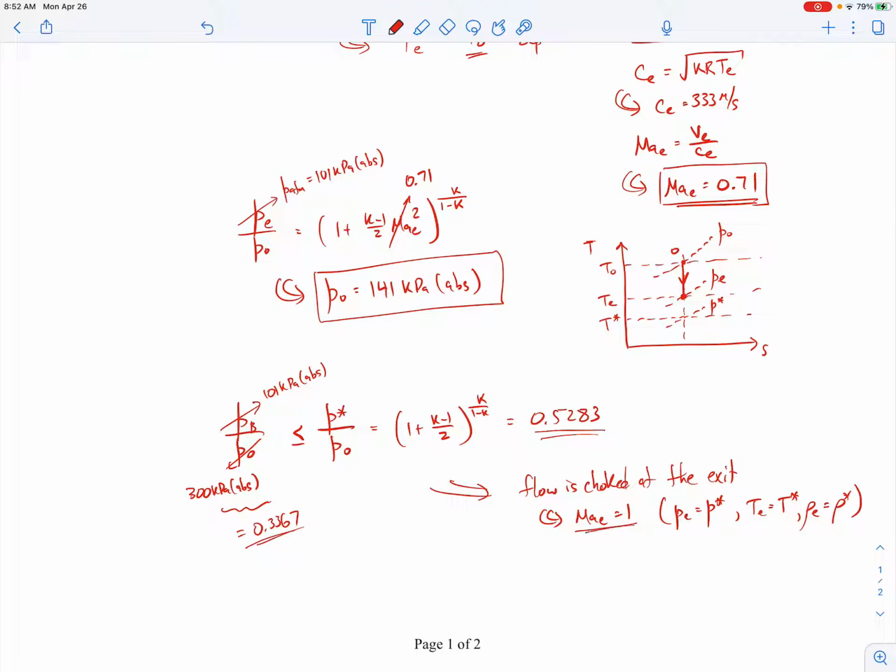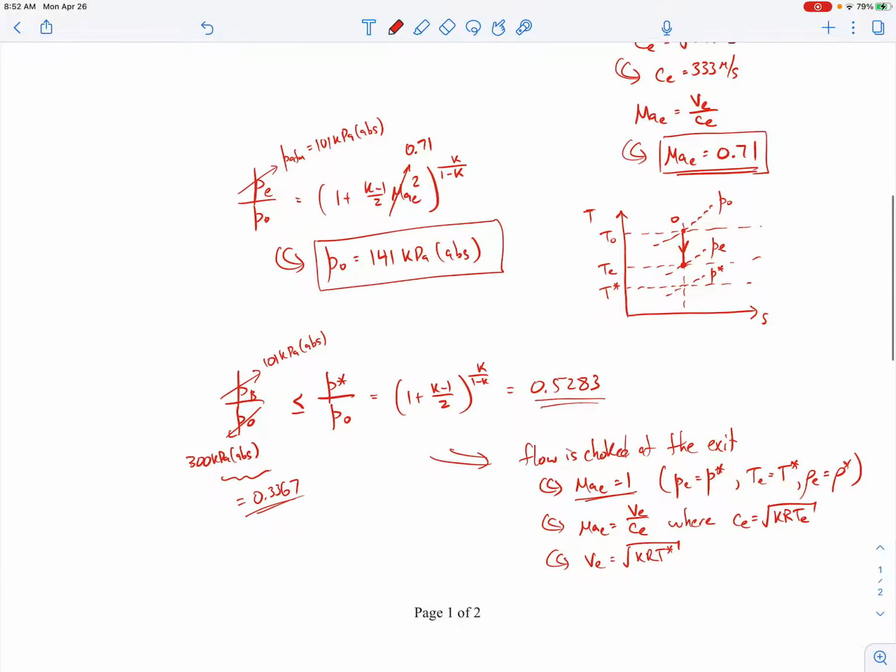Since I know the Mach number at the exit is 1, let me use that. Remember that the Mach number at the exit is the velocity at the exit over the speed of sound at the exit, where the speed of sound is the square root of kRT, with T the temperature at the exit. I know the temperature at the exit is T star, right? We just talked about that a moment ago. I know the Mach number at the exit is 1, so the velocity at the exit will be the square root of kRT star.